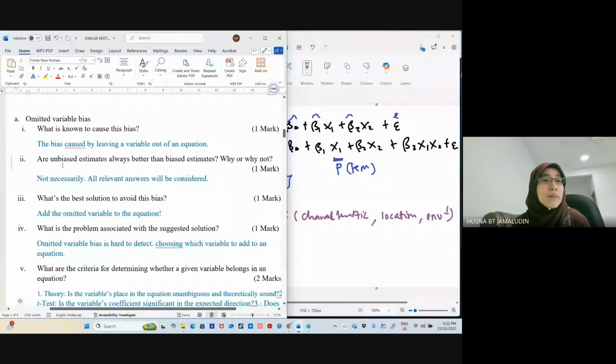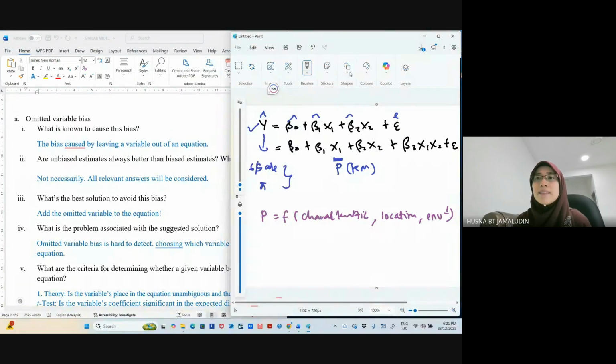Are unbiased estimates always better than the biased ones? You want the unbiased, of course, but does it mean unbiased is always better than biased? Why or why not? Of course, not necessarily. You need unbiased, of course. What do we mean by unbiased? Let me draw it here.